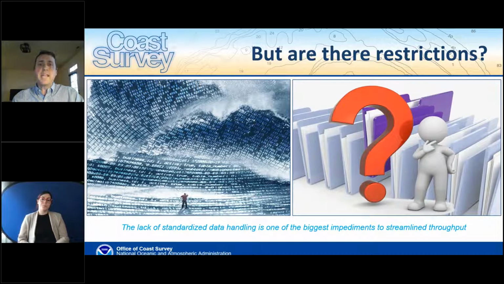That leads to the next part. What if there are restrictions on these external data sets? And so this is where the process can really bog down. There's a reality too that there's a tsunami of data coming at us. As you see the image there on the left, it's applicable. The numbers are really accelerating.